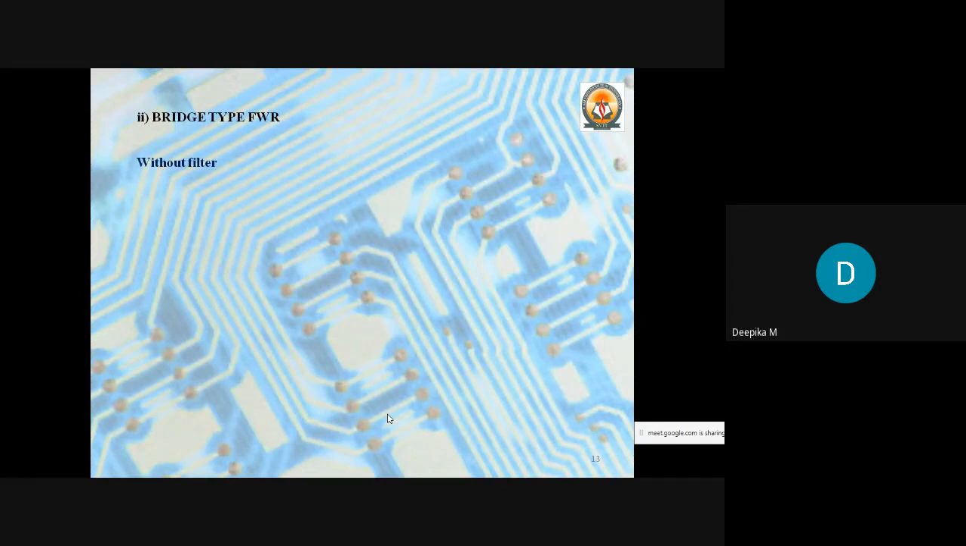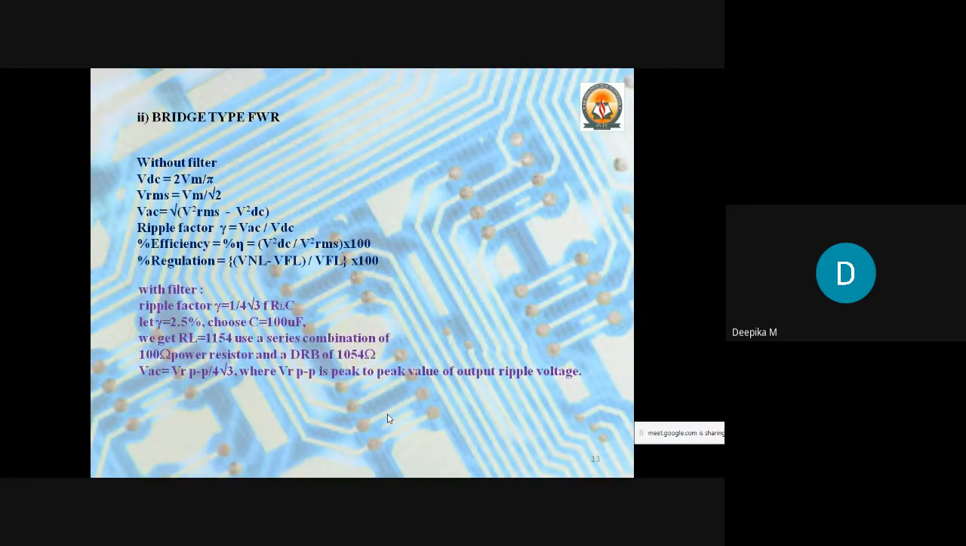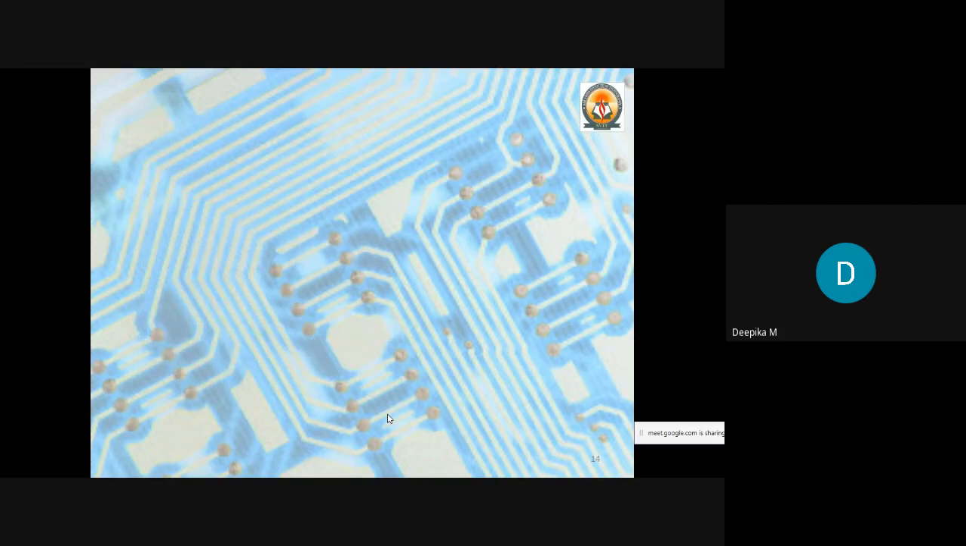Next, coming to the formulas or calculation with respect to the bridge type rectifier. Again, for without filter, all the formulas remain the same, that is for ripple factor, efficiency and regulation. For with filter also the formulas remain the same. Here you have to calculate the peak to peak value with the filter. So this is the bridge type rectifier. This completes one experiment in cycle 1, and in the next video I'll be showing how to conduct the bridge wave rectifier.